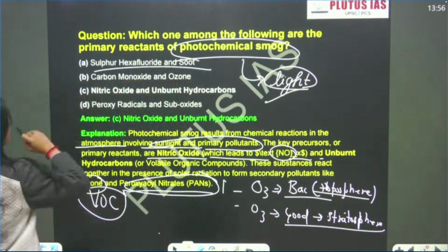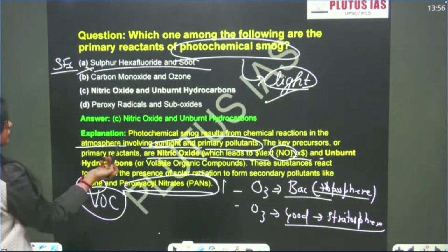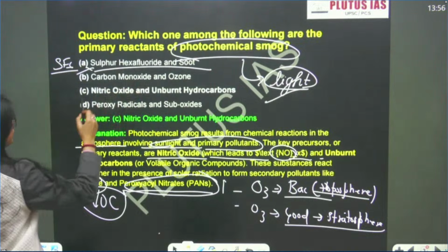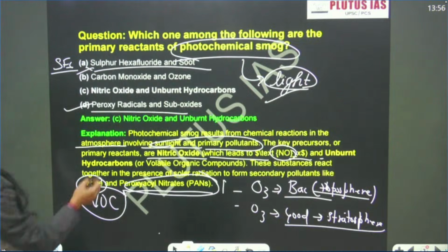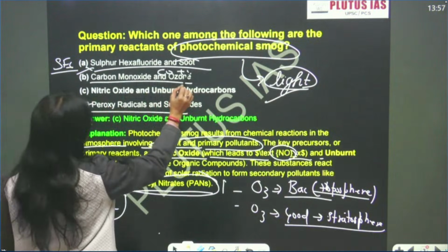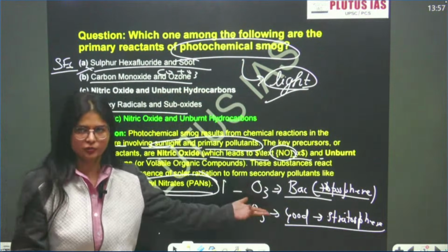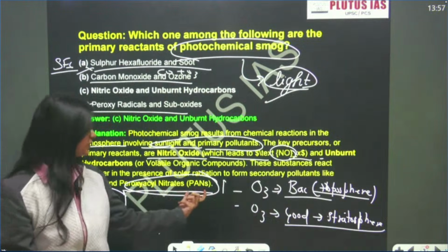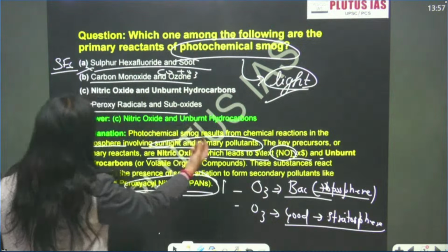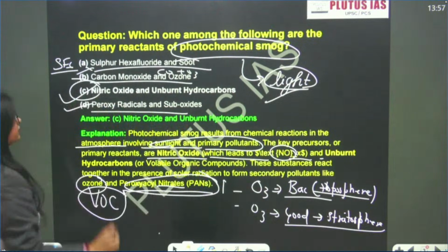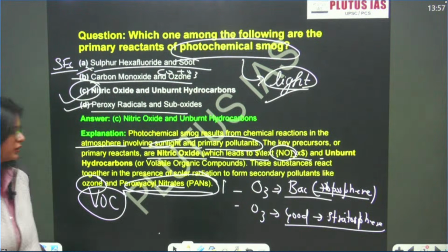Sulfur hexafluoride, which is SF6, is not there. Soot is not the real cause for the photochemical smog. Then peroxy radicals and suboxides, not at all. Then you have carbon monoxide, CO plus ozone. No, because you have seen that they are there, but as secondary pollutants. O3 and peroxyacyl nitrates, they are the secondary pollutants. And then the left one would be your nitric oxide and unburnt hydrocarbons, which is VOC, or volatile organic compounds.